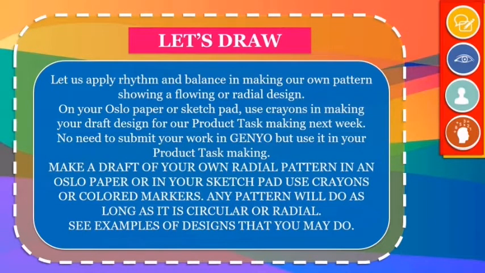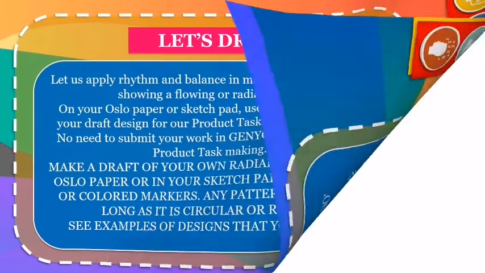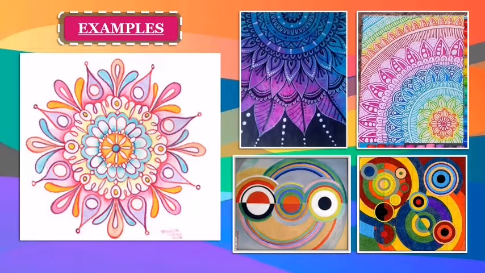Now, let us apply rhythm and balance in making our pattern showing a flowing or radial design. On your OSA paper or sketchpad, use crayons in making your draft design for our product task making next week. No need to submit your work in Genio, but use it in your product task making. Make a draft of your own radial pattern. Use crayons or colored markers. Any pattern will do as long as it is circular or radial. See examples of designs that you may do.